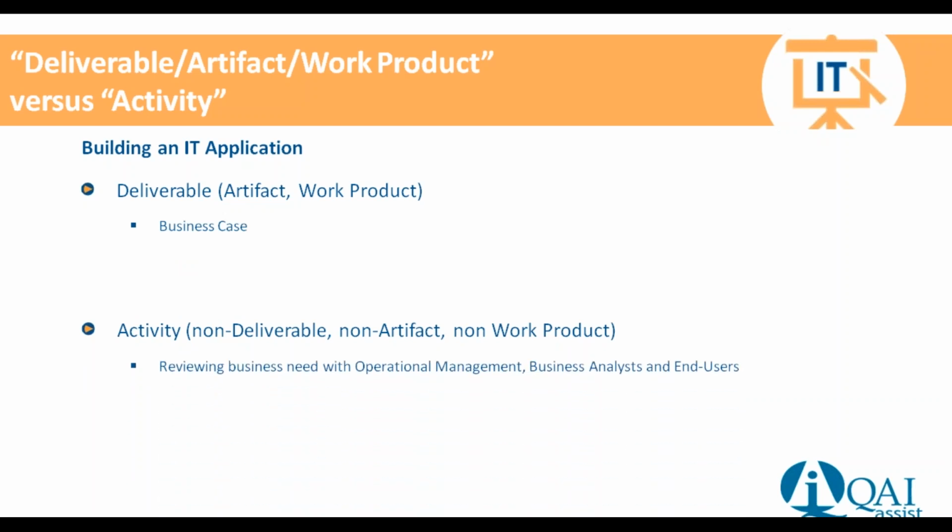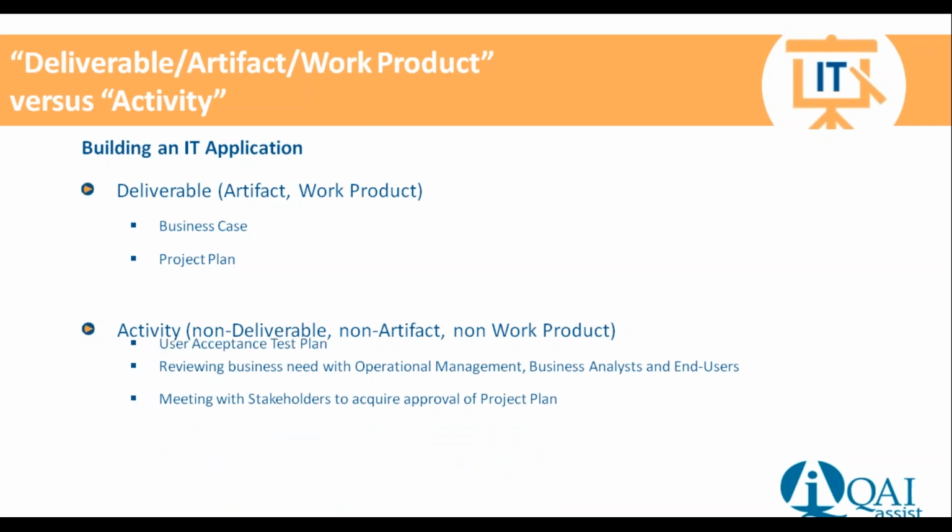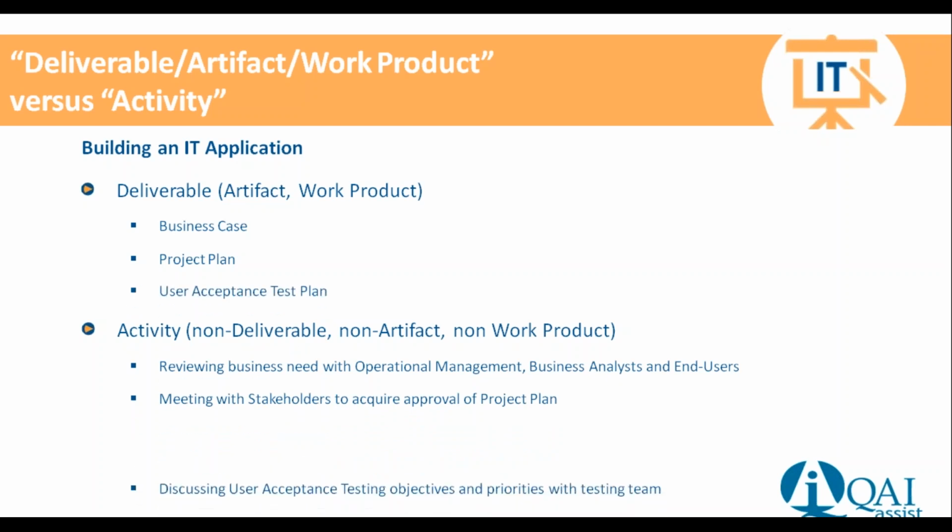So an activity would be reviewing the business need with the operational management or business analysts or end users. And this would be compiled or incorporated into a business case deliverable. Similarly, we're going to need a project plan for the project. Well, we're going to probably have to meet with the stakeholders or system owner to acquire approval on the project plan. So these are activities that align with the different deliverables. Similarly, we need a user acceptance test plan.